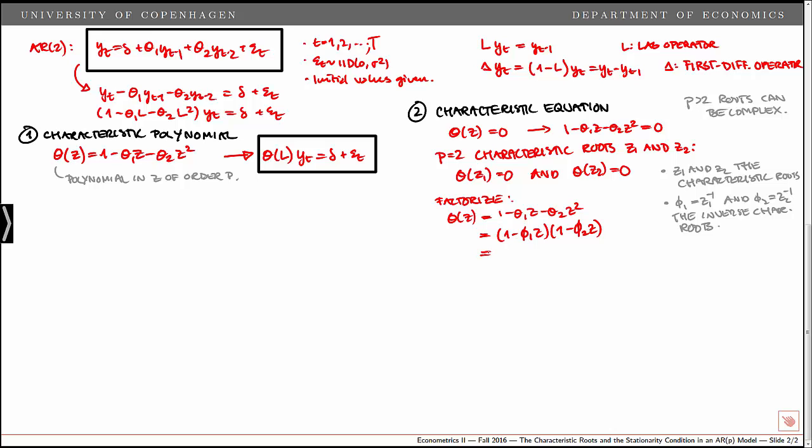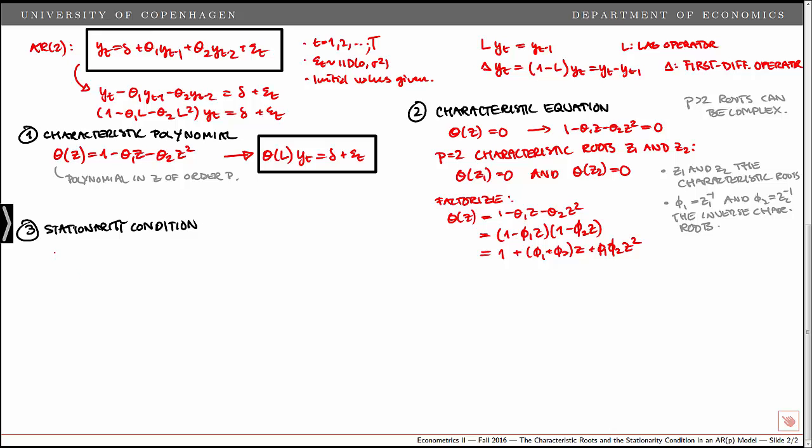Finally, note that with p equal to 2 we could multiply the terms together and we get the following. So this is just a second order polynomial. It has 2 characteristic roots, z_1, z_2, and it has 2 inverse roots, phi_1 and phi_2. We can state the dynamic properties of the model, the stationarity condition in particular, in terms of the characteristic roots or the inverse characteristic roots.